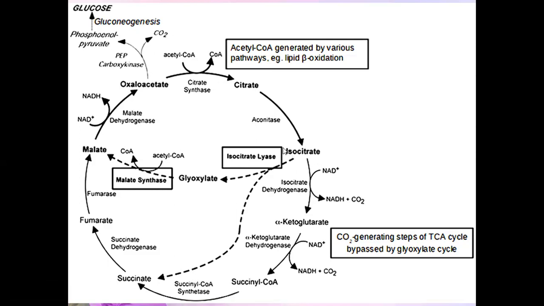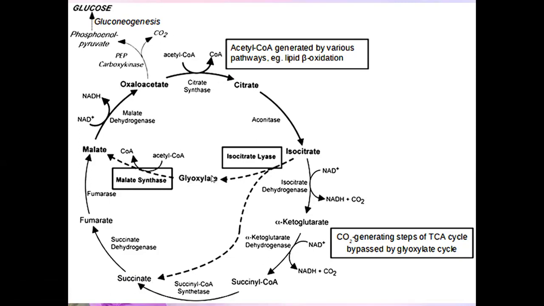The 6 carbon atoms of isocitrate cleave into 2 parts: 2 carbon atoms of glyoxylate and 4 carbon atoms of succinate. So the first product in this bypass reaction is glyoxylate, and so this cycle is called the glyoxylate cycle. For this reaction, the important bypass enzyme is isocitrate lyase.